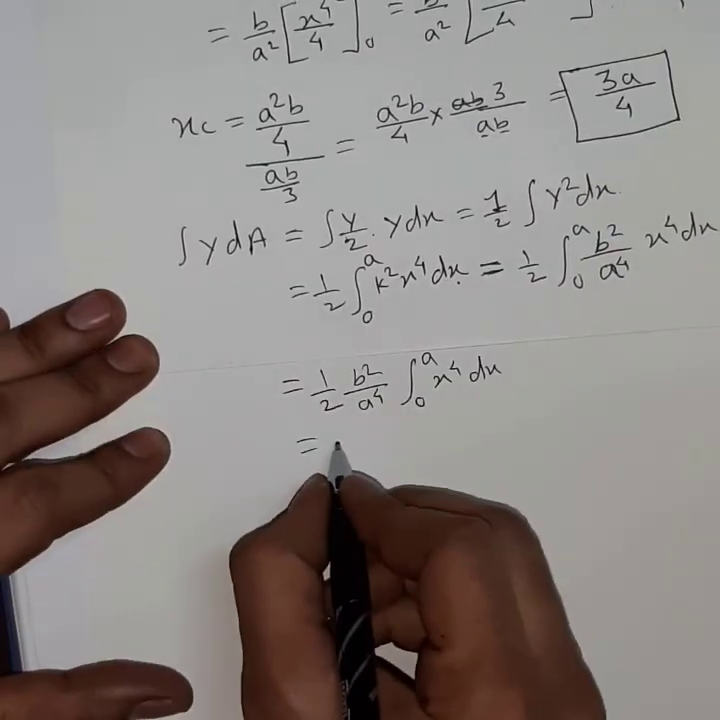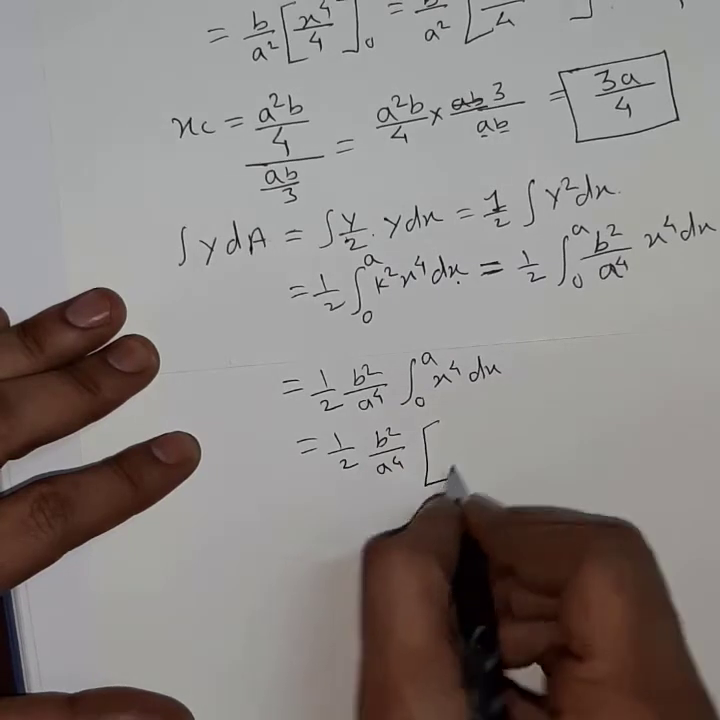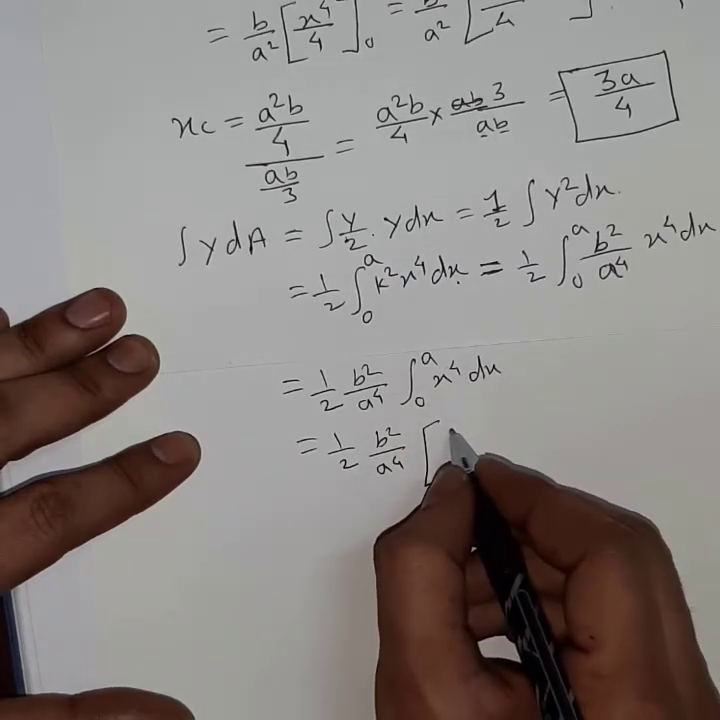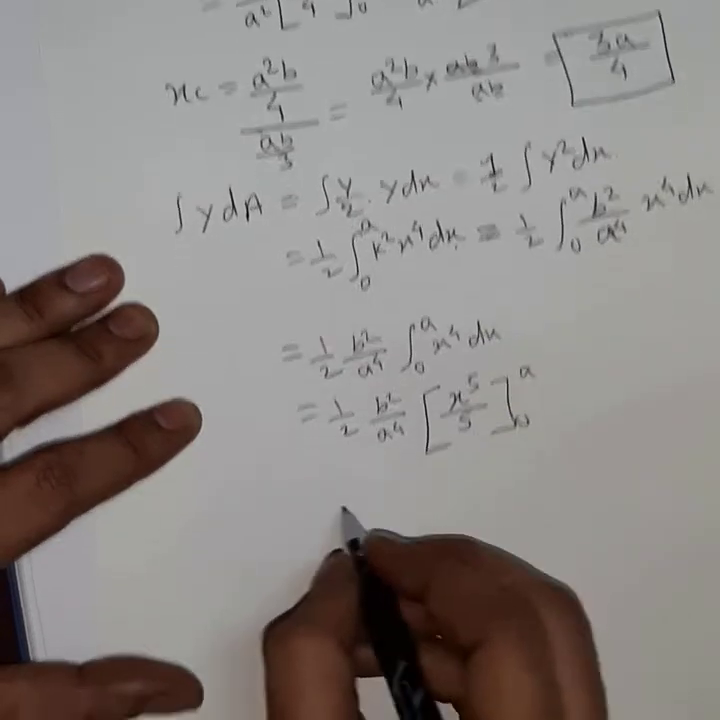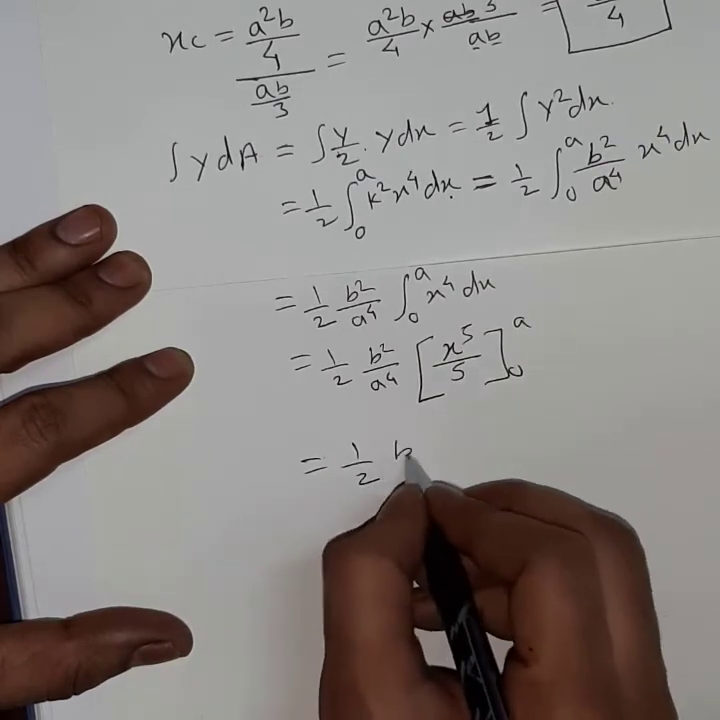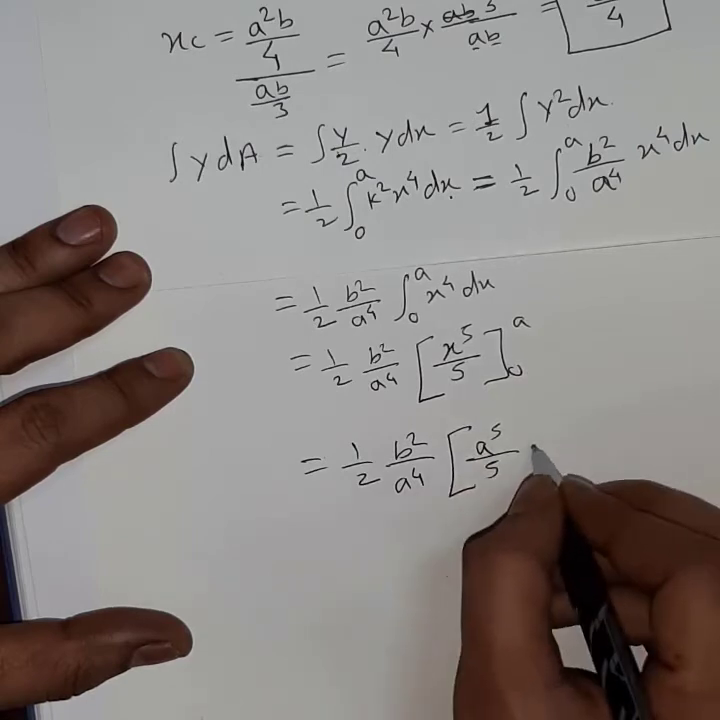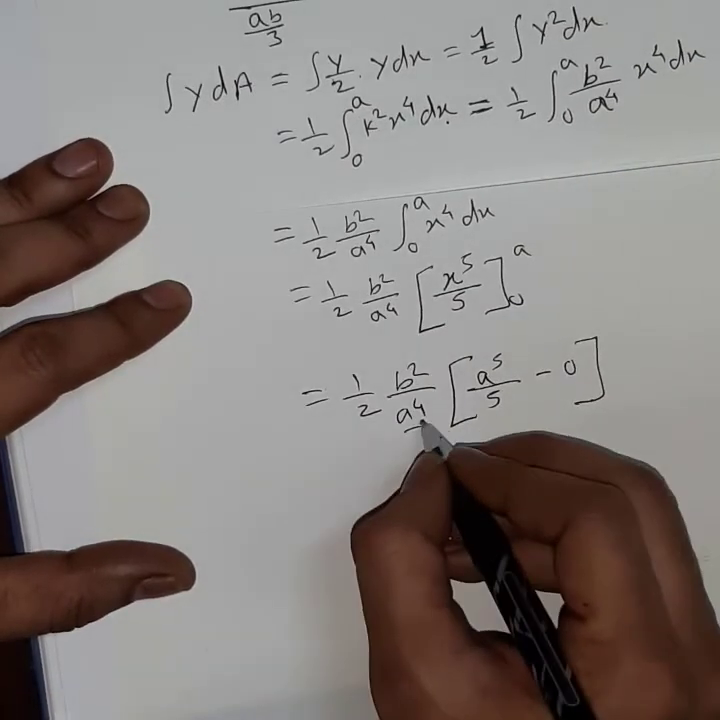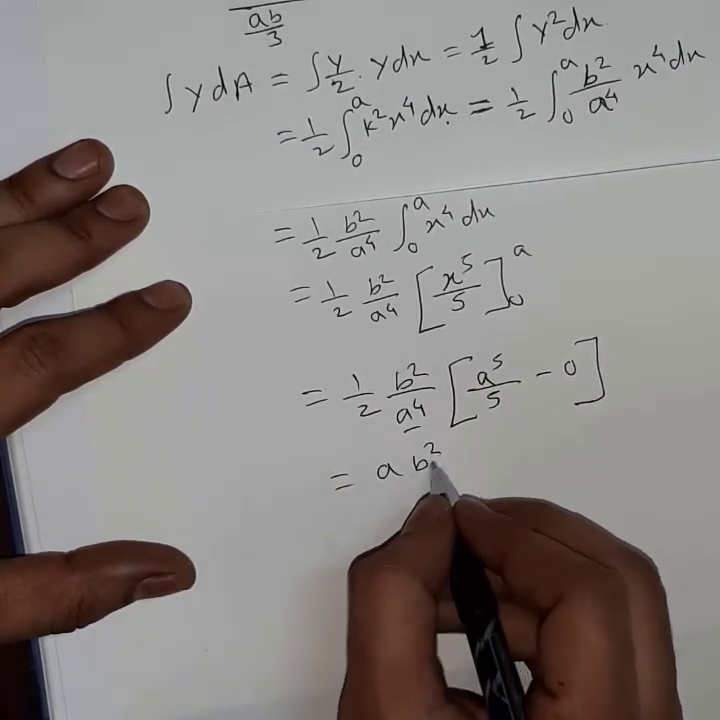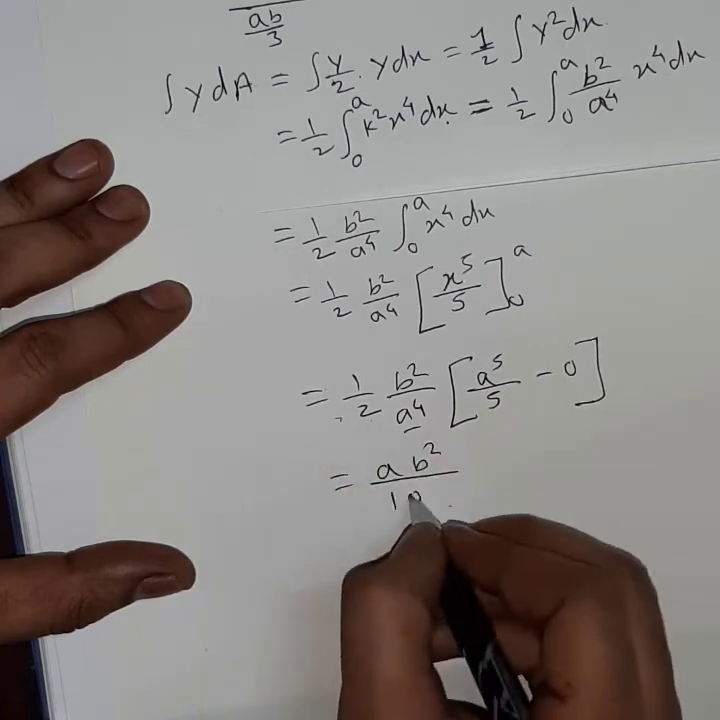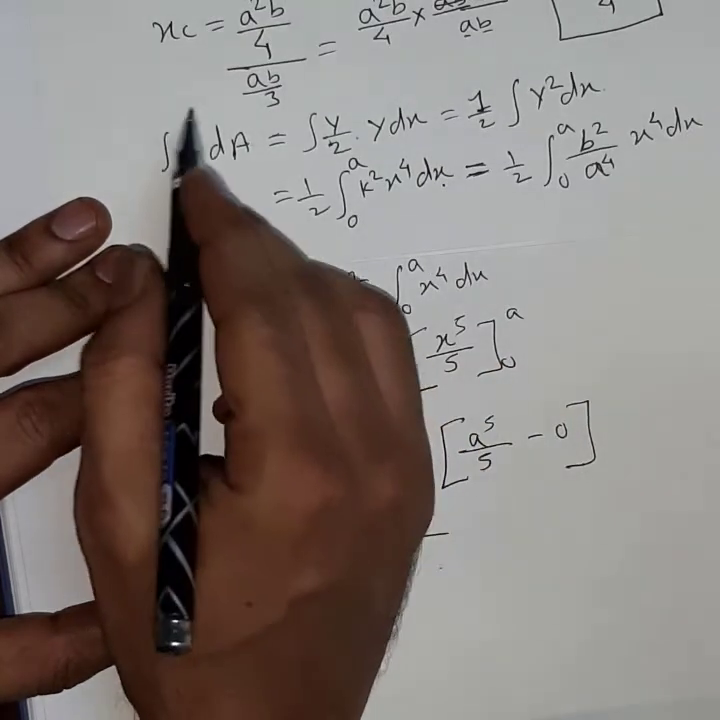Again solving, that will be 1 by 2 b square by a to the power 4, and integration of x to the power 4 will be x to the power 5 by 5, to the limit 0 to a. Putting the value of limit, 1 by 2 b square by a to the power 4 into bracket a to the power 5 by 5 minus 0. So a to the power 4 and a to the power 5 will cancel partly, and we get a b square divided by 10. So this is the value of integration y dA.